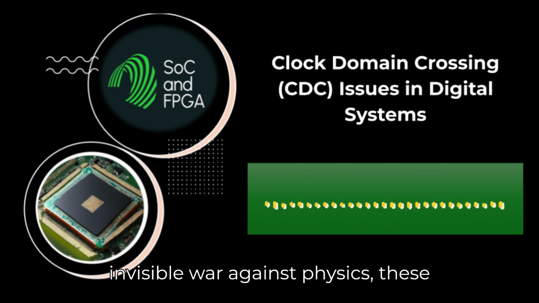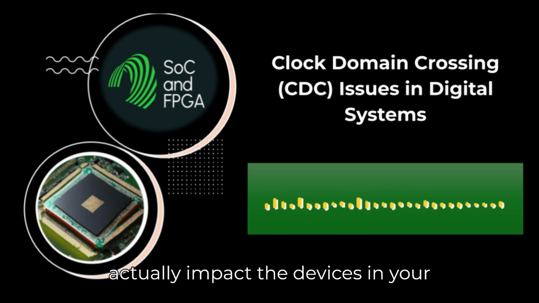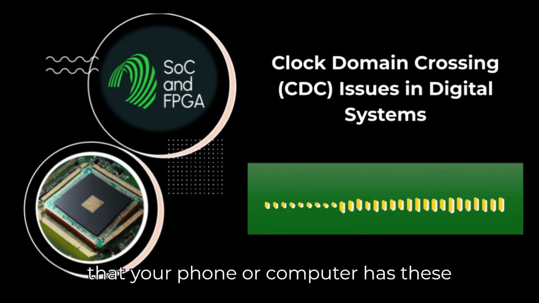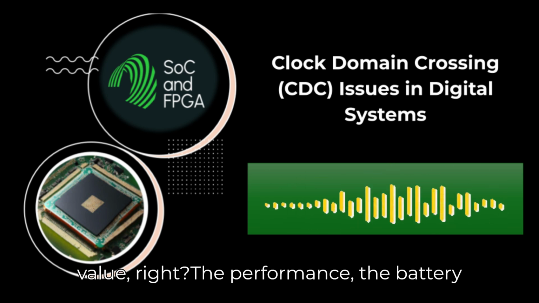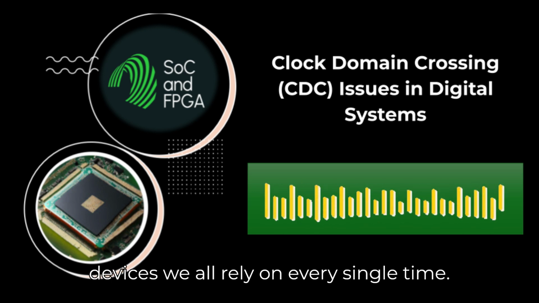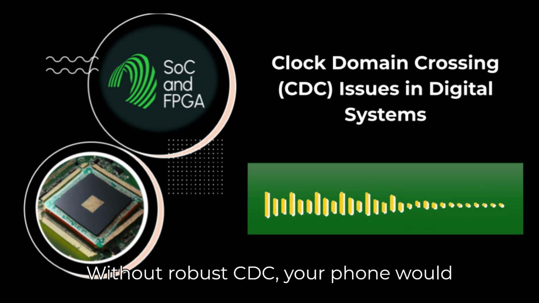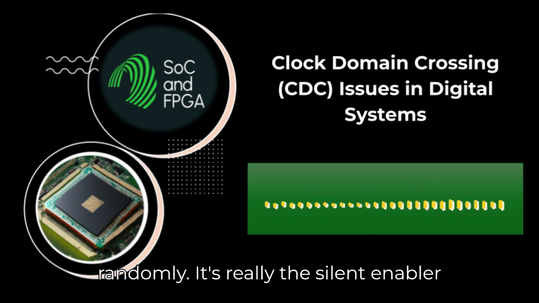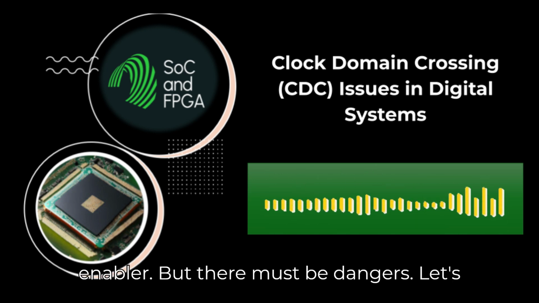So this invisible war against physics, these different time zones, how does it actually impact the devices in your pocket? Why should you, the listener, care that your phone or computer has these multi-speed parts? Well, because it directly impacts the very things you value, right? The performance, the battery life, the overall stability of the devices we all rely on every single day. The stability, yeah. Crashes. Exactly. Without robust CDC, your phone would crash more, your data could get corrupted, your apps might just freeze randomly. It's really the silent enabler of modern electronics. Okay, silent enabler. But there must be dangers.